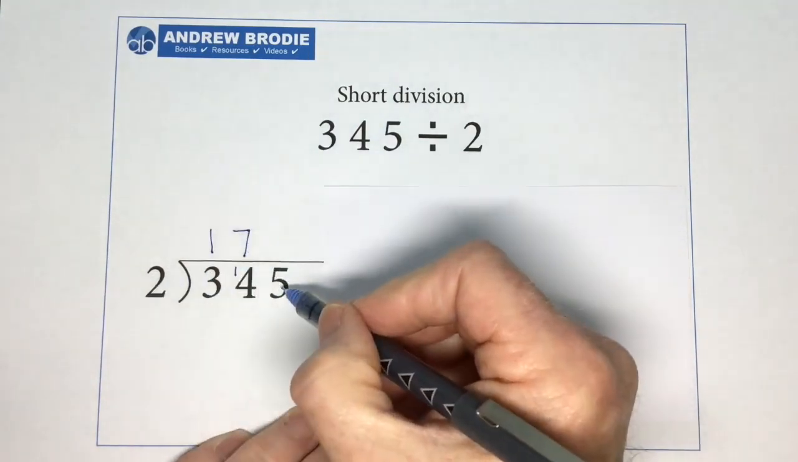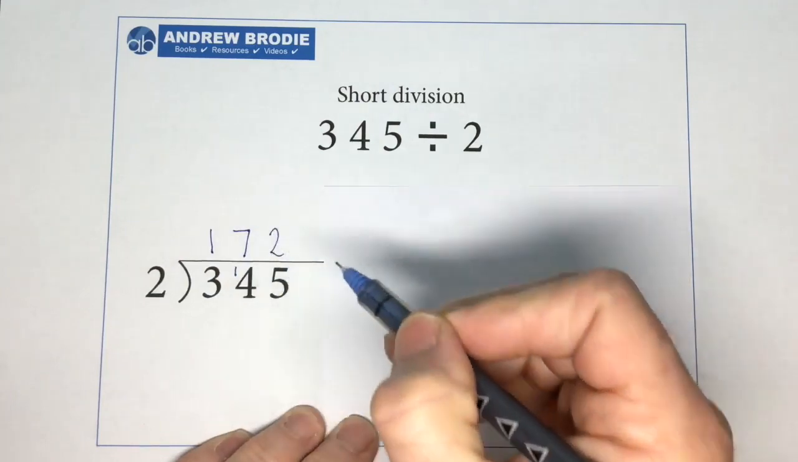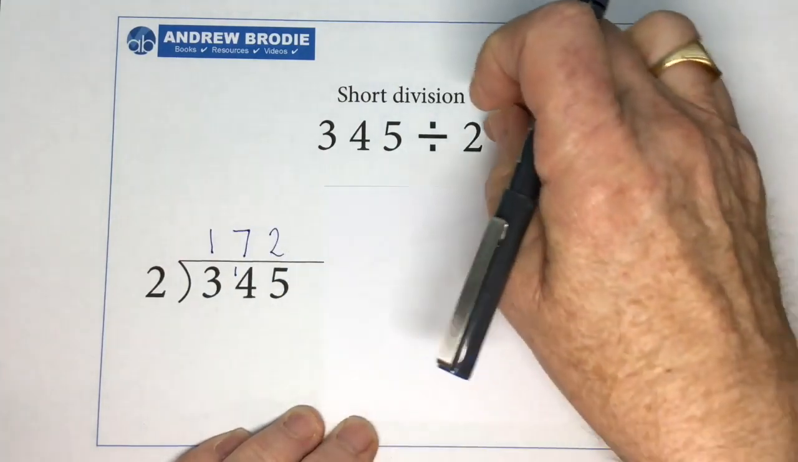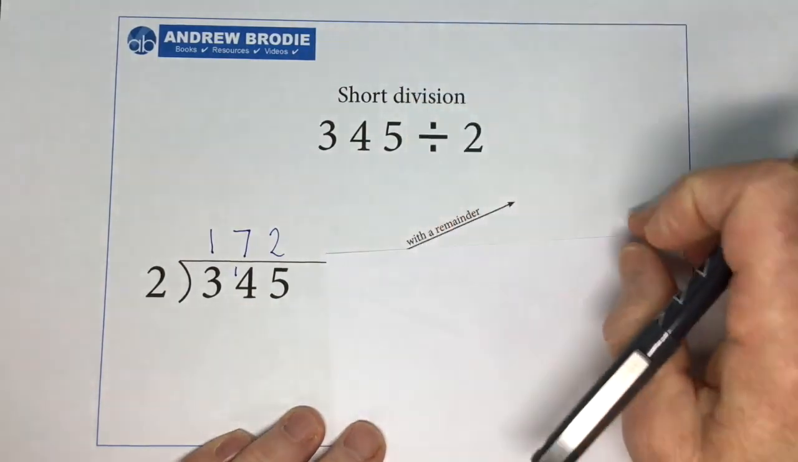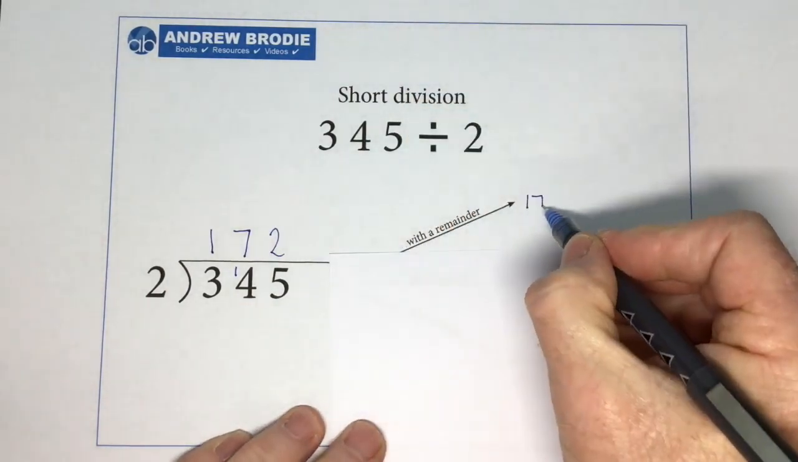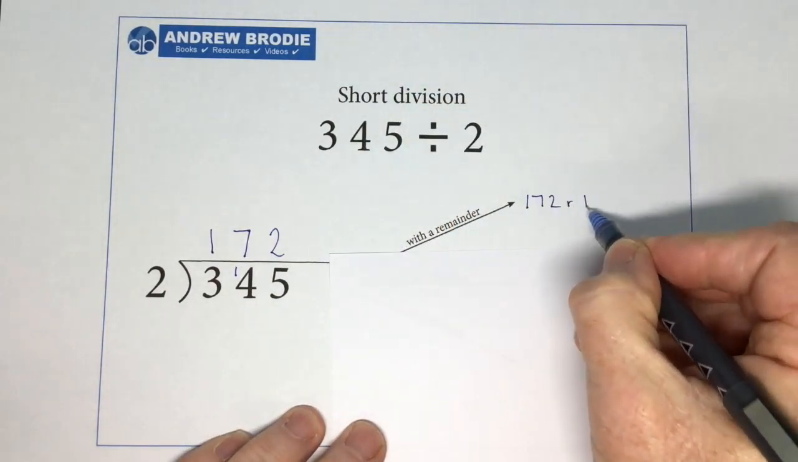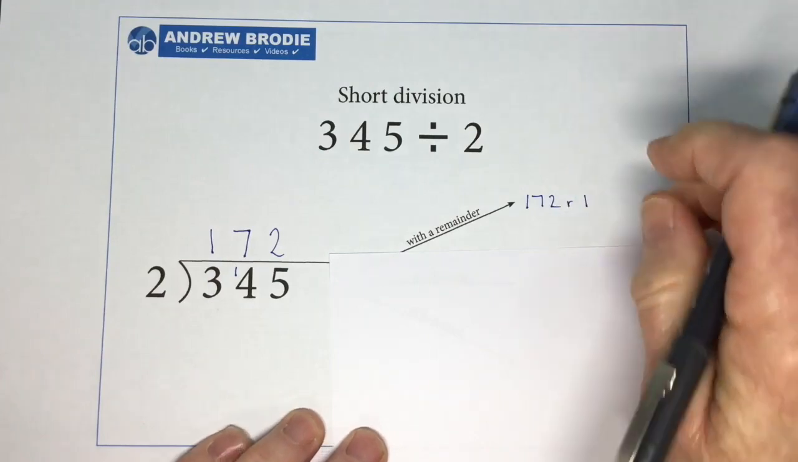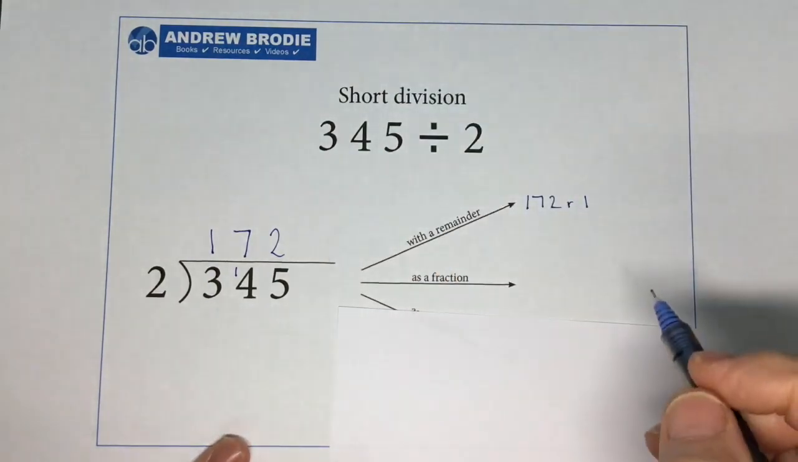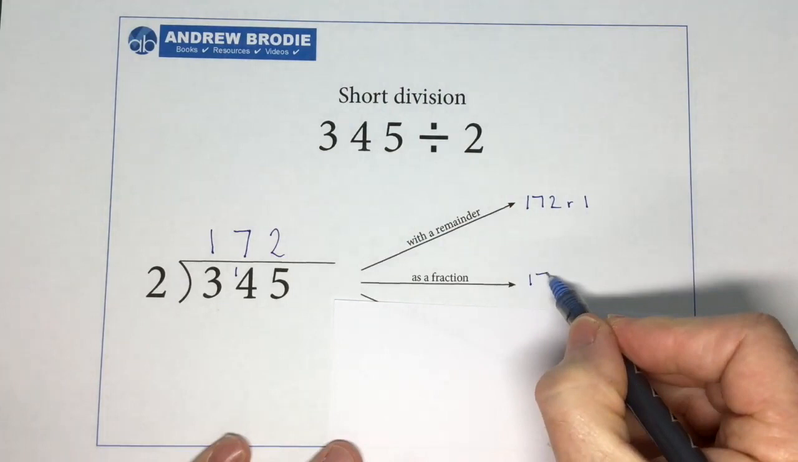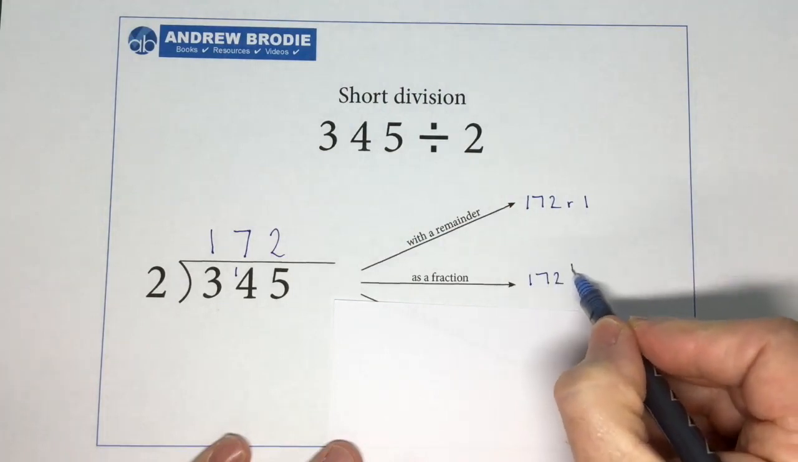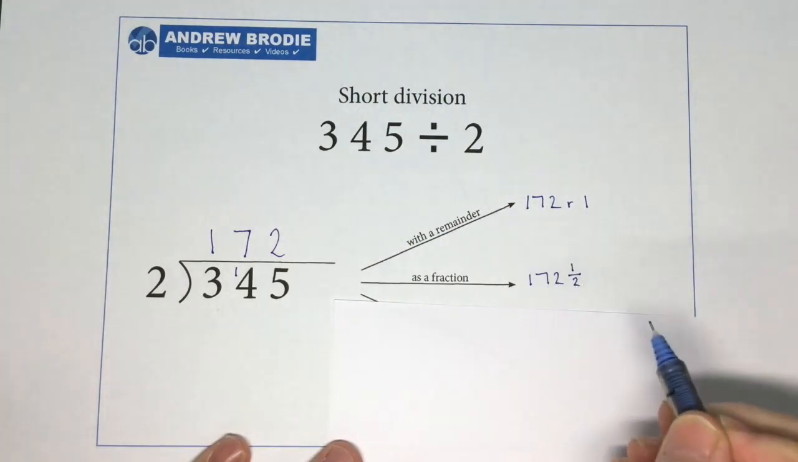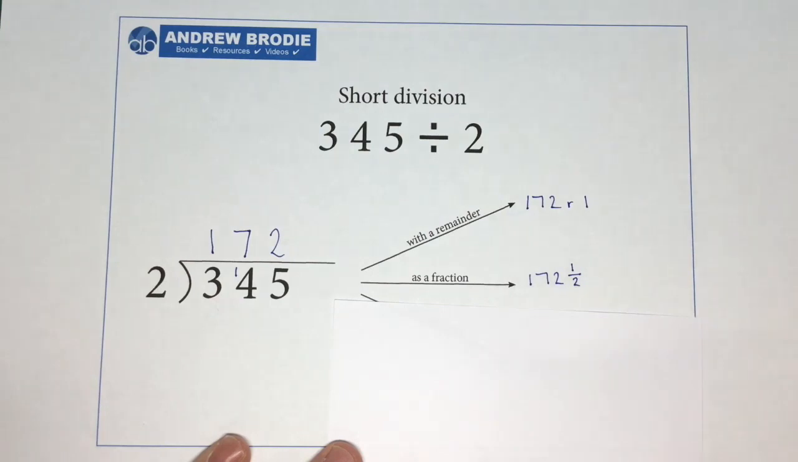How many 2's in 5? There are 2, but there's 1 left over. Now we've got a choice. We can write that with a remainder. So we'd write 172, remainder 1, because there's 1 left over. Or we can write it as a fraction. So it's 172 and the 1 left over, over the 2 we were dividing by, so it's 172 and a half.